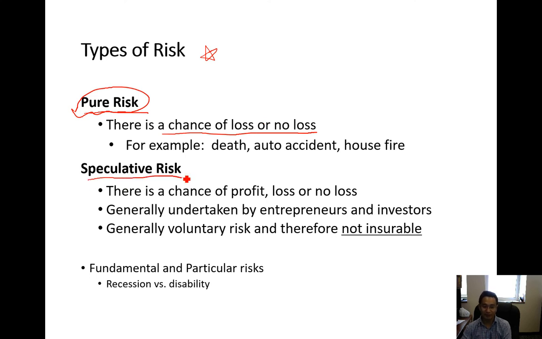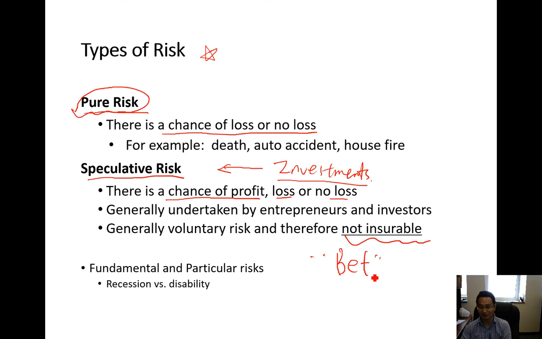Then we have speculative risk, which is there is a chance for profit, loss, or no loss. This comes from investments. Okay? So all risks in investments are speculative. You need to understand it's very different for insurance companies and insurance purposes. Non-insurable, right? You can say we have risk management strategies. I can use options to hedge some risk. It is probably more like a bet, okay, other than insurance. Whoever is your counterparty is going to make a bet.